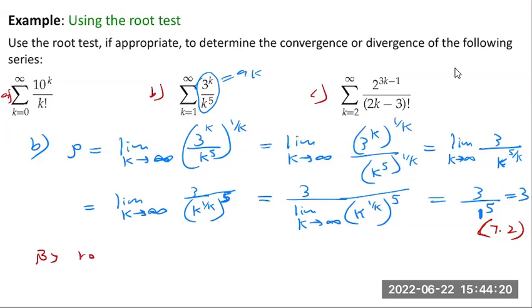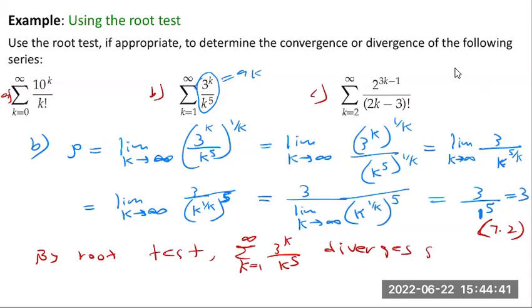By root test, the given series k goes from 1 to infinity, 3 to the power k divided by k to the power 5 diverges. Since rho is bigger than 1, your rho was 3 in this case. Okay. All right, that completes that example. Let's move on.